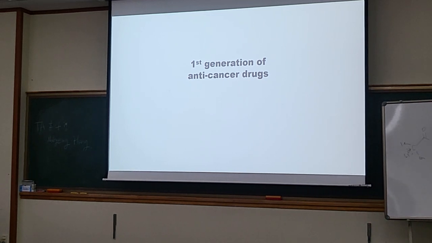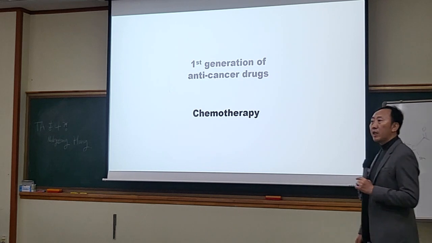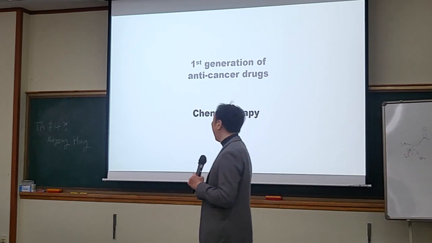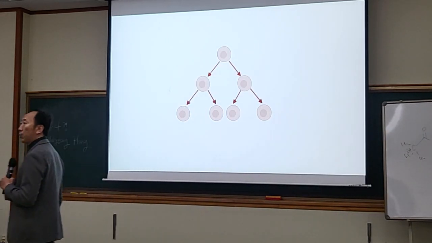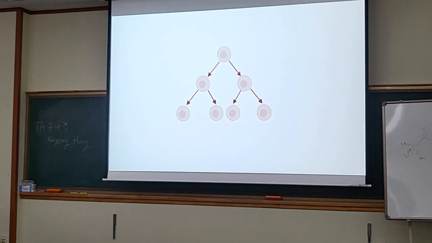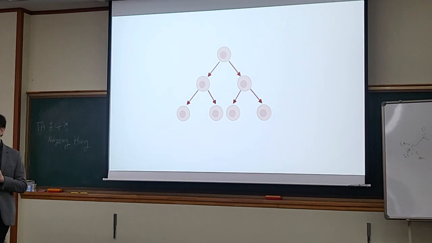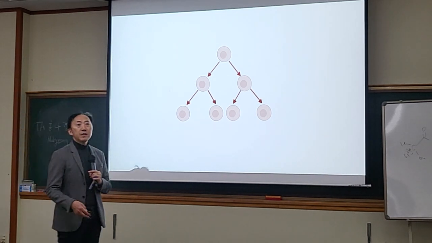And the first generation of cancer drugs, this is what we call chemotherapy. Historically it has been used quite long. And this is the one we have studied this week. And those are chemotherapy drugs mainly targeting faster growing cells. Cancer usually grows faster than normal cells.